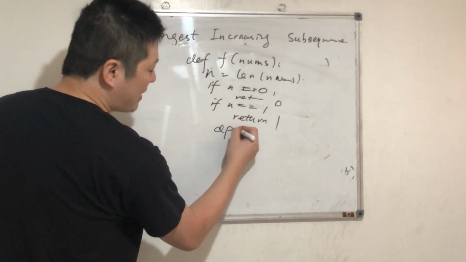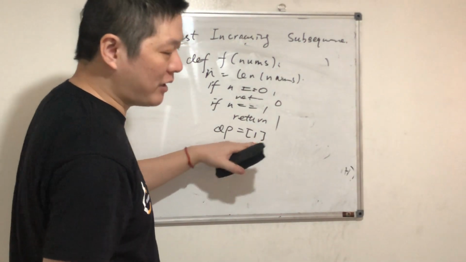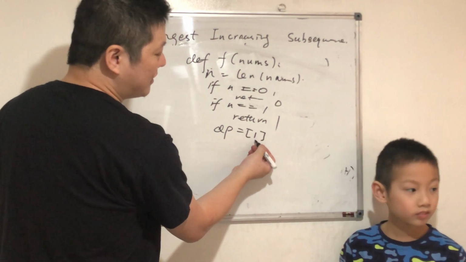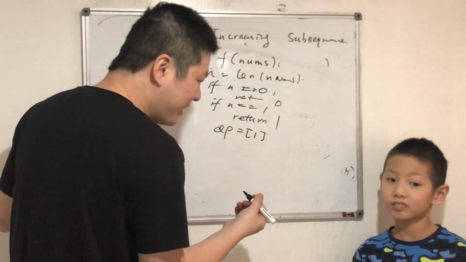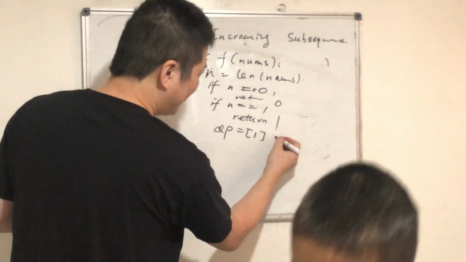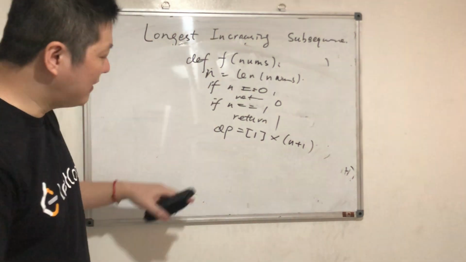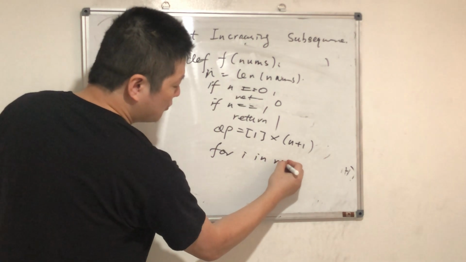Let's say dp equals, the beginning will be 1, right? Because the longest increasing subsequence that ends at each number is at least 1. So dp equals 1 times n plus 1, okay?